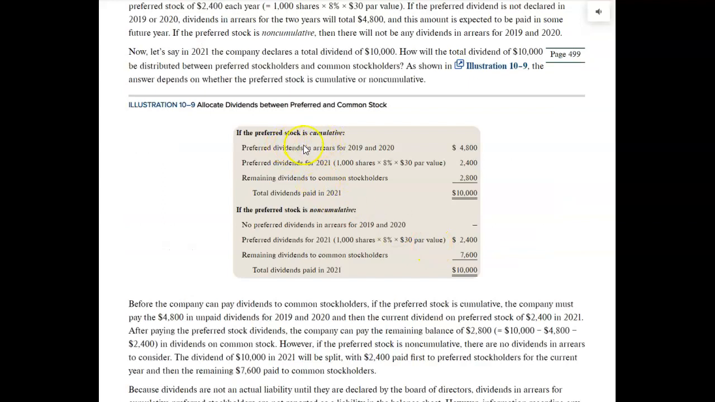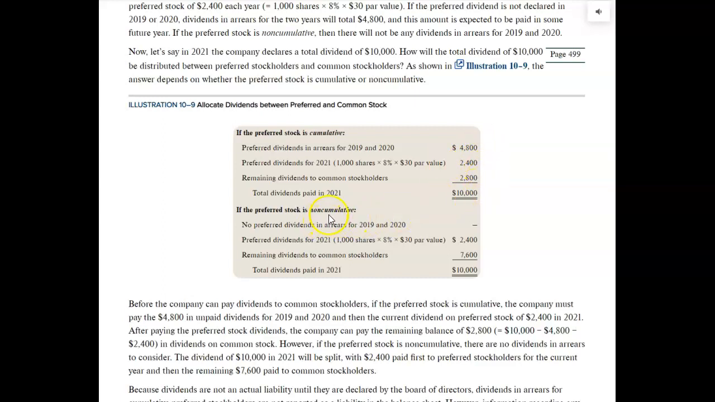If it's cumulative, then we come up with the amount in arrears, 4,800. Then the current year dividends for 2021 for preferred, another 2,400. We need to pay 10,000 out. So add these two numbers up going to the preferred stockholders first. Subtract that from the 10,000. Then we get how much is going to the common stockholders. They receive whatever's left over. So if it's cumulative preferred stock, catch up on the previous missed years, the current year, all that's for the preferred stockholders, then the common stockholders get whatever's left over.